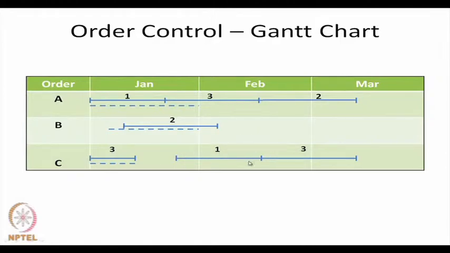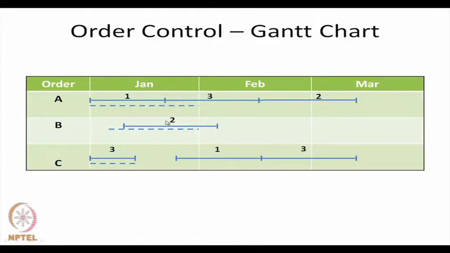So, the firm line indicates the planned schedule. You can see that only after machine 1 is planned to complete order A, it can take up work of order C. Now, this dotted line indicates what the situation is at the end of January. The dotted line says that machine 1 started working on order A, but the work could not be completed even at the end of January, or it is not yet complete.